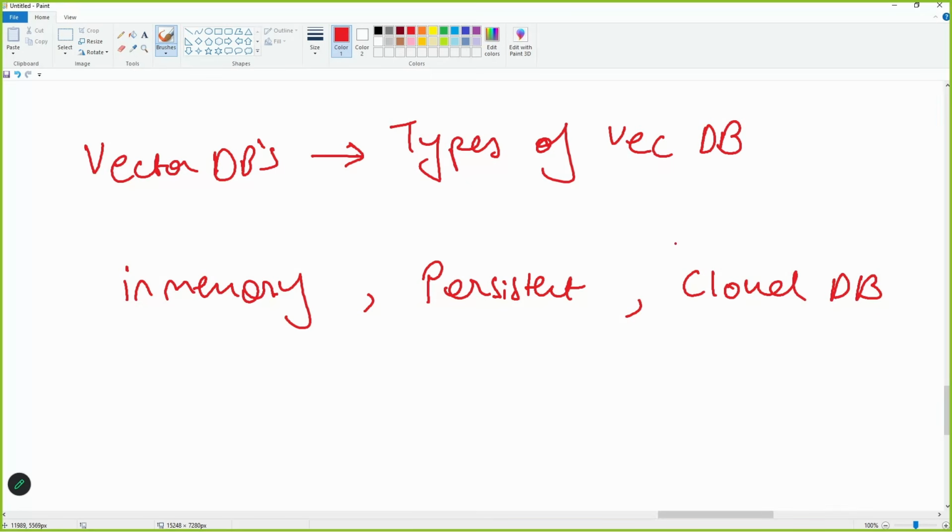Now, when you are developing a proof of concept, POC, let me first tell you what the different types are. In memory means it will not be stored anywhere. It will be stored only for that particular session or memory, only for that particular interaction.